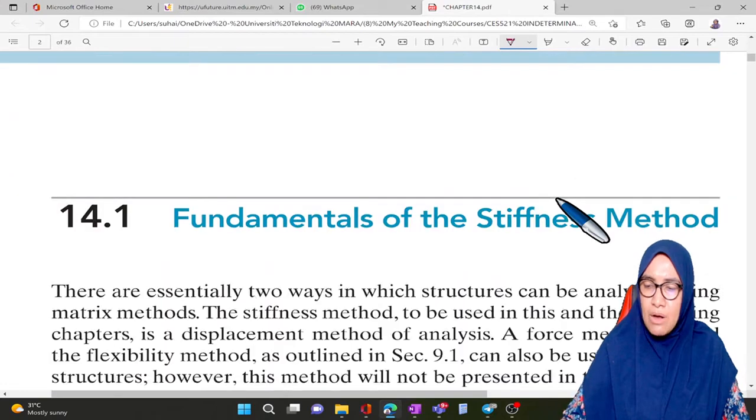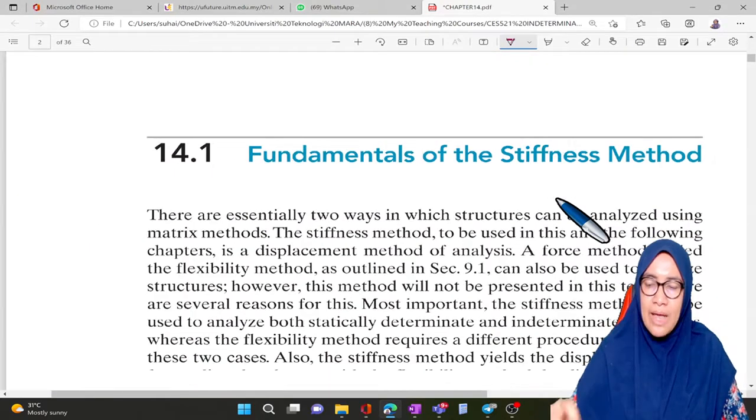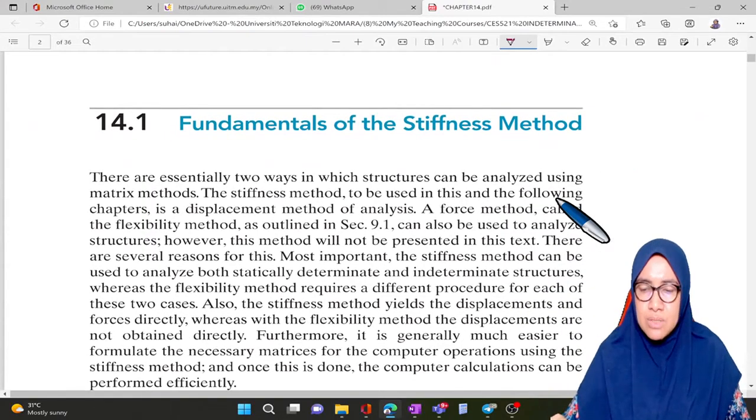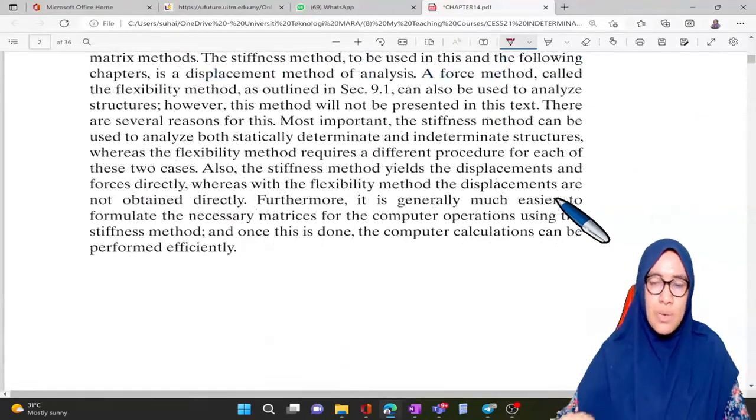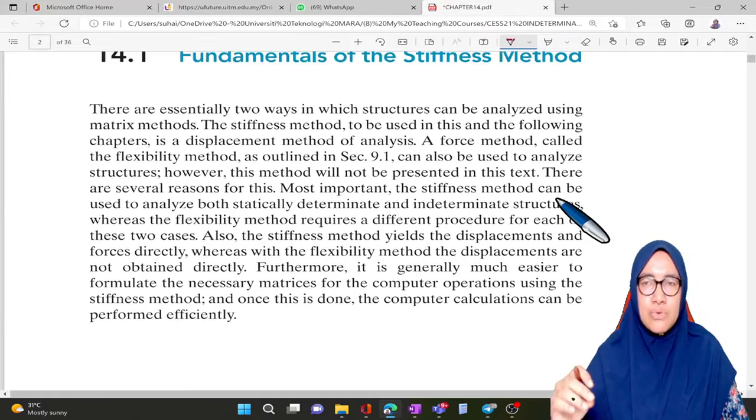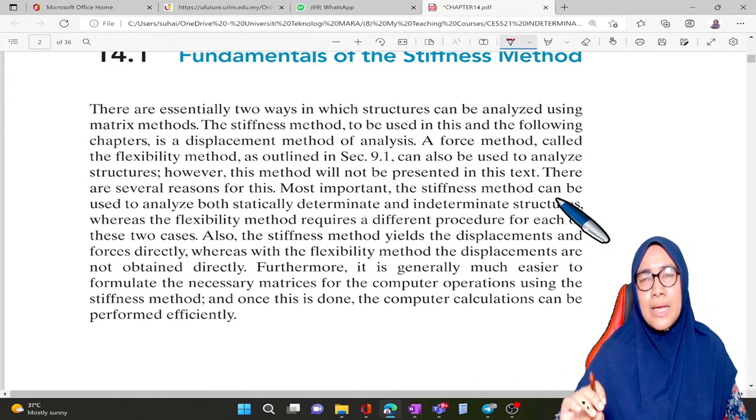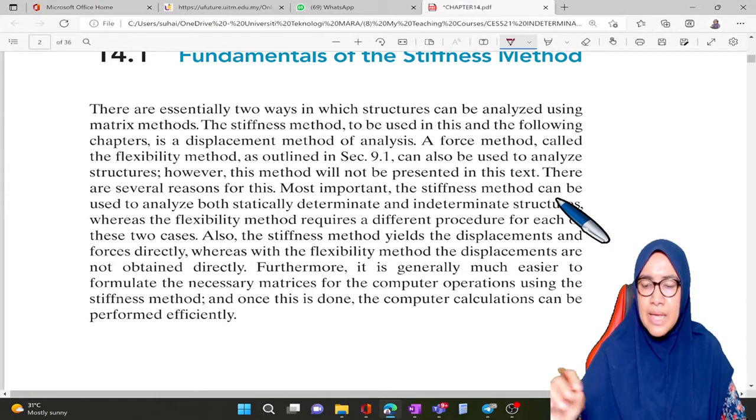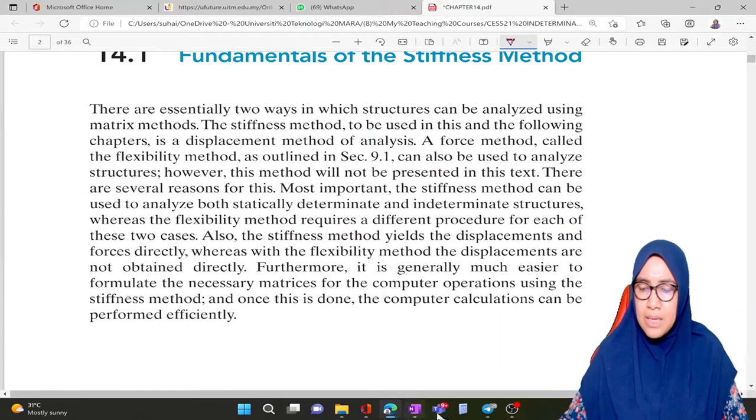Fundamental of stiffness method. Actually, the fundamentals I have described earlier using the slide notes just now, so this one I leave it to you to read on your own. I will put this note in the OneNote class notebook.